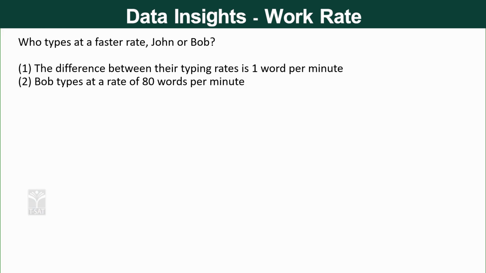Who types at a faster rate, John or Bob? The difference between their typing rates is 1 word per minute. Okay. So, we know that the difference, that is modulus of John minus Bob, is equal to 1 word per minute, but this tells us nothing about whether John is faster or Bob is faster, or what their speeds are, what their rate is. So, therefore, this information is not sufficient to answer the question.